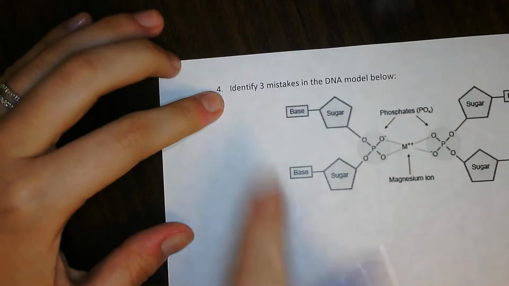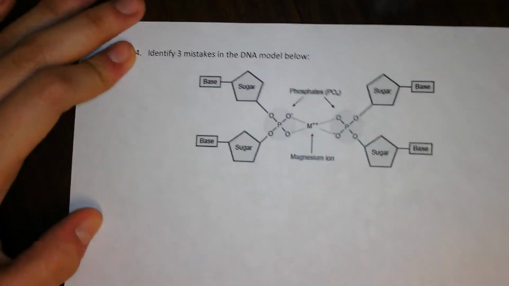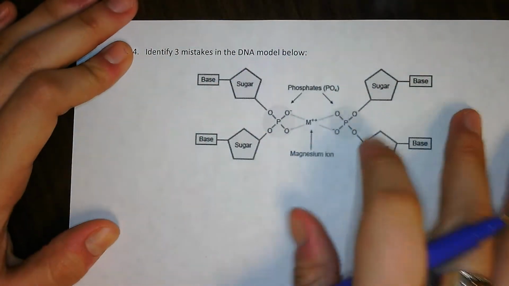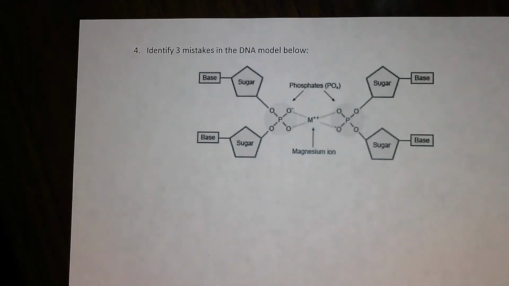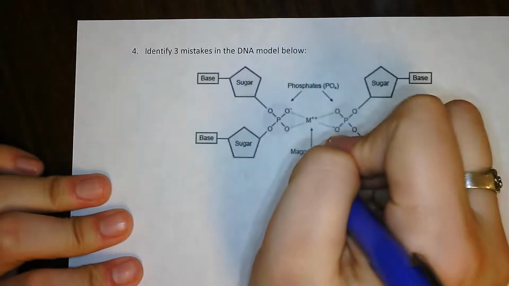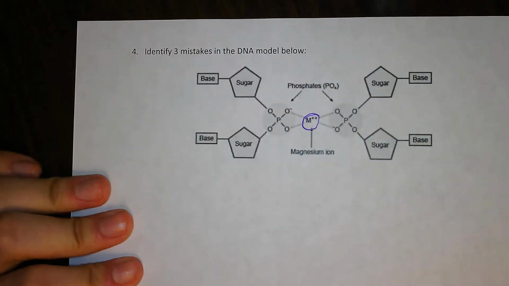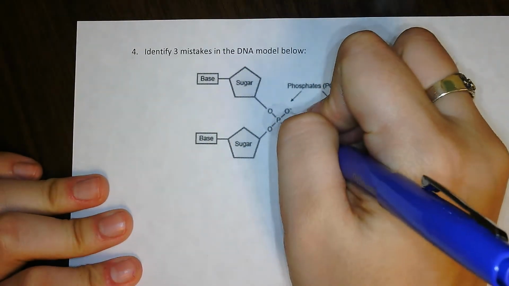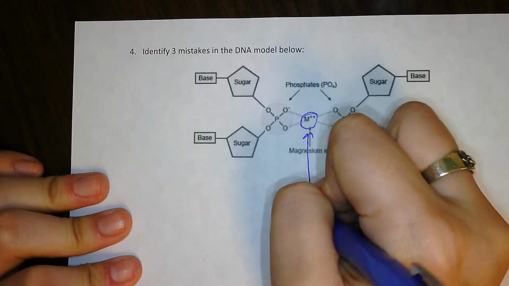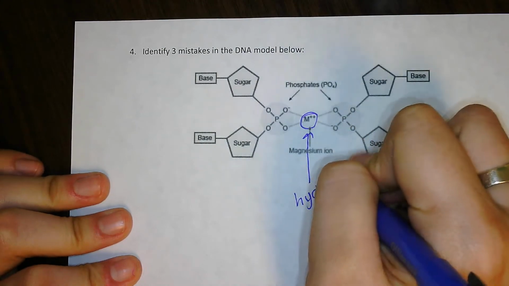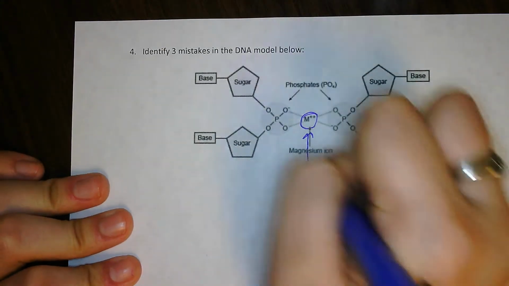Alright. And last one. Identify 3 mistakes in this DNA model below. So this is already wrong. I just have to see what's wrong with it. First thing I notice, this says magnesium ion in the middle. I know that in the middle of my DNA base, there should be a hydrogen bond that holds everything together. So that's the first mistake, not magnesium.